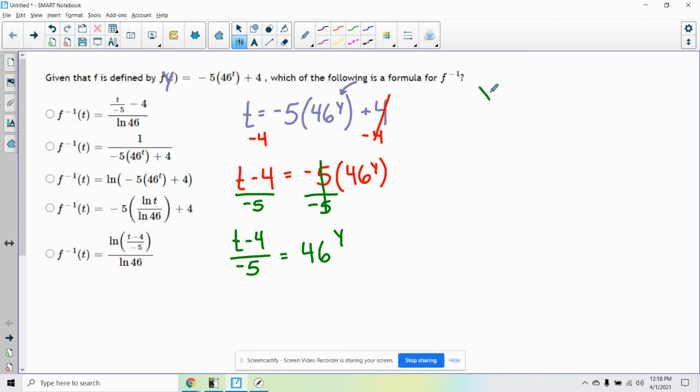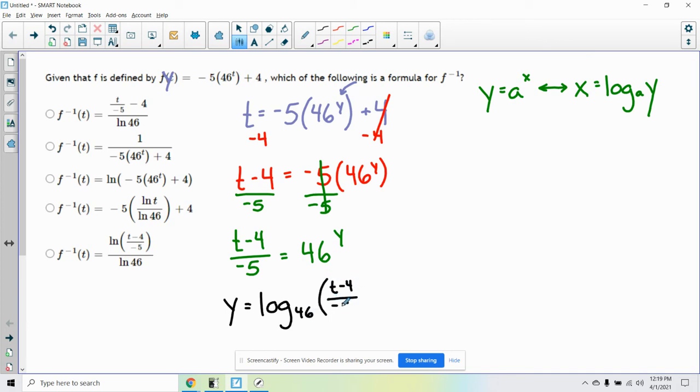Remember, my formula looks like this. y equals a to the x. That's what we're in right now. That converts to x equals log base a of y. So what I'm going to do is convert this. My base stays the same, so y is going to go to its own side. y equals log base 46 of this whole thing, t minus 4 over -5.